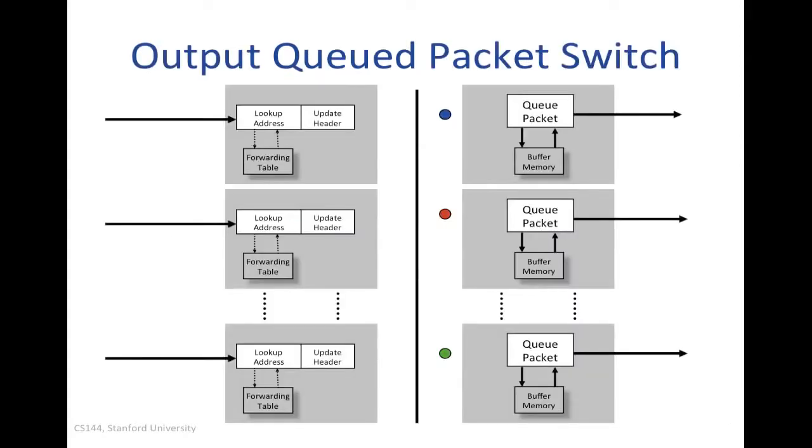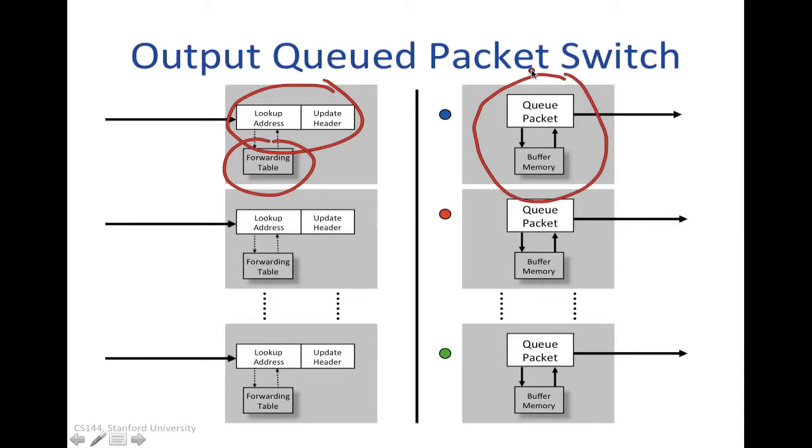I'm going to start with the basic vanilla switch, which is the one I showed you before. We have the address lookup on the left over here, and this is the forwarding table where we look up the addresses, and then we have the packet queuing logic, and then the buffer memory where the packets are held during times of congestion.